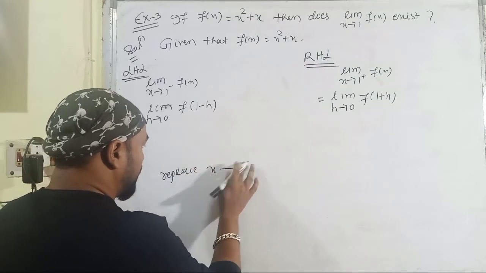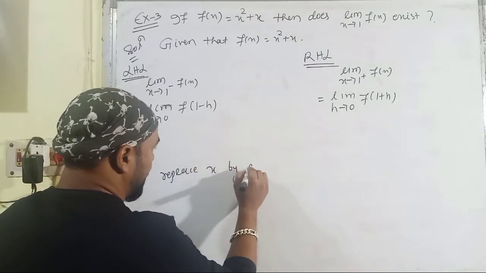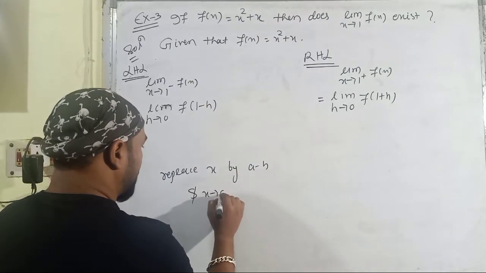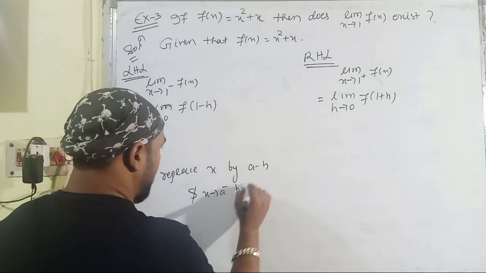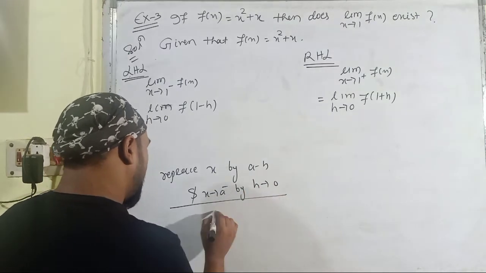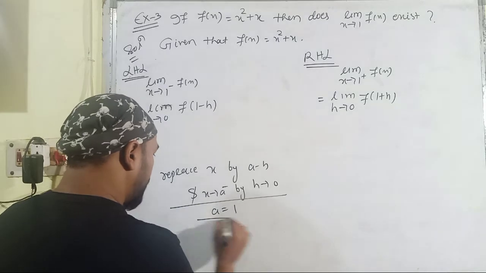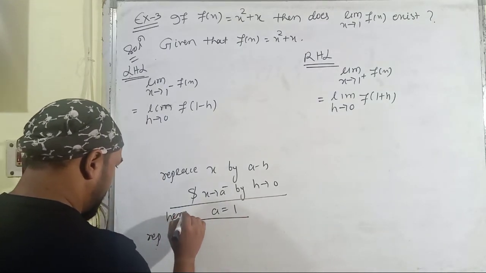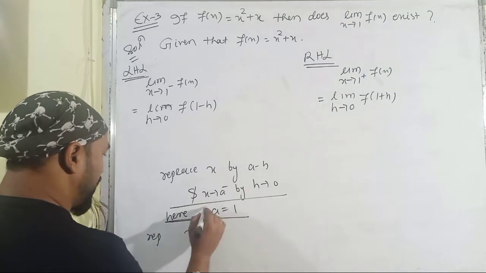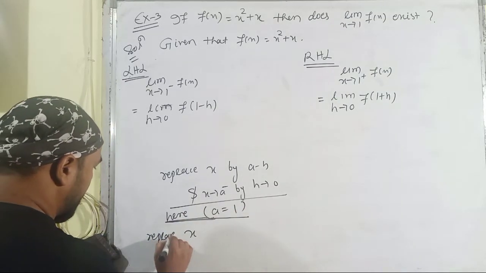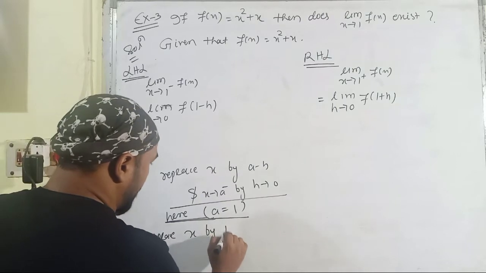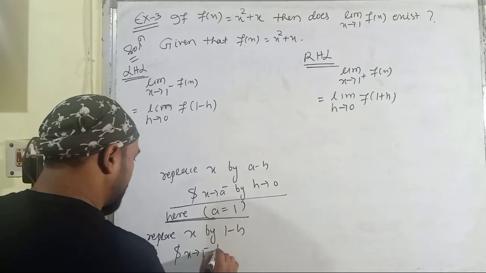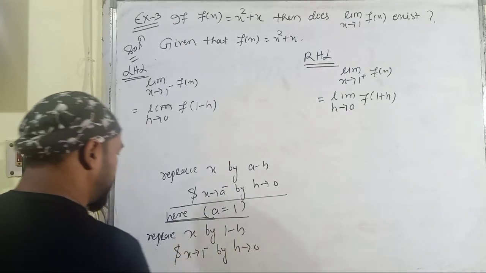x by a minus h, and x tends to a minus by h tends to 0, and here a is equal to 1. So you have to replace x by 1 minus h, and x tends to 1 minus by h tends to 0.